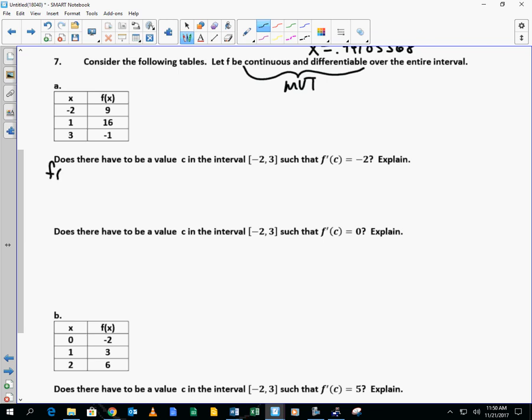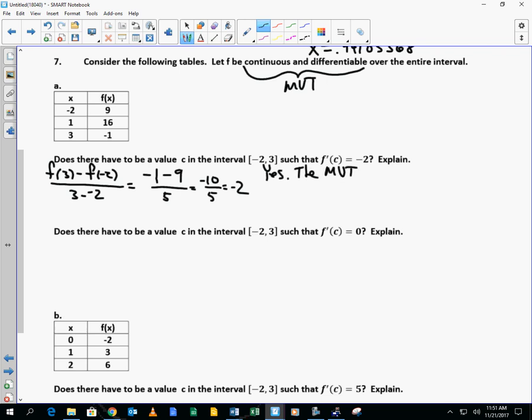Let's try f of 3 minus f of -2 divided by 3 minus -2. What's f of 3? -1 minus 9 over, so I get -10 over 5, which is, oh hey, what do you know? So if the average rate of change is -2, does there have to be a spot where the instantaneous rate of change is -2? Yeah, that's what the mean value theorem guarantees. Yes.